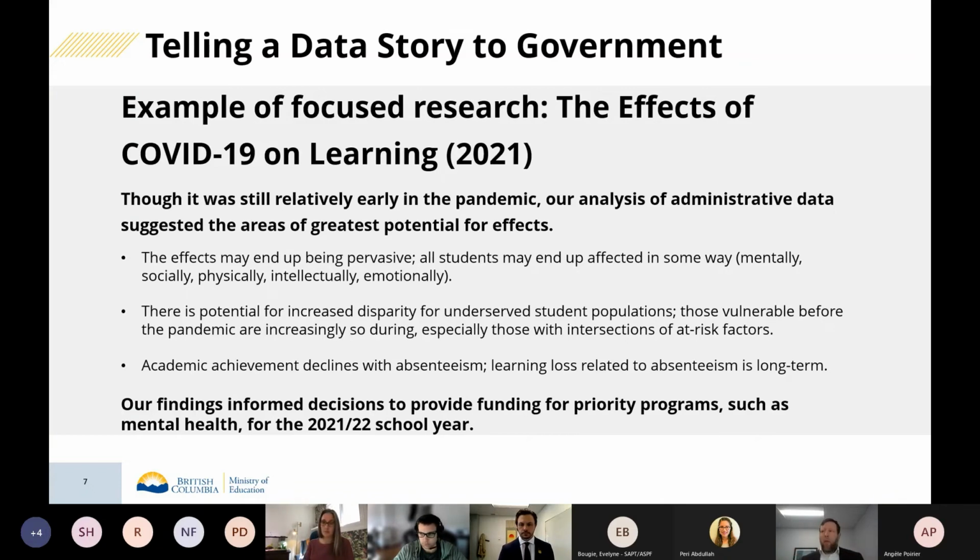And then, of course, the big finding that we found with a relatively new data collection was absenteeism. That was the one thing policy-wise that everybody came to us and said, you need to examine absenteeism during the pandemic. It could have a very, very long-lasting effect on students in their educational journey. The one thing we were able to do, because mental health is something that we felt was worth looking into, was that there was funding for priority programs like mental health for the beginning of the 21-22 school year. And that was specifically mentioned in government announcements last summer.